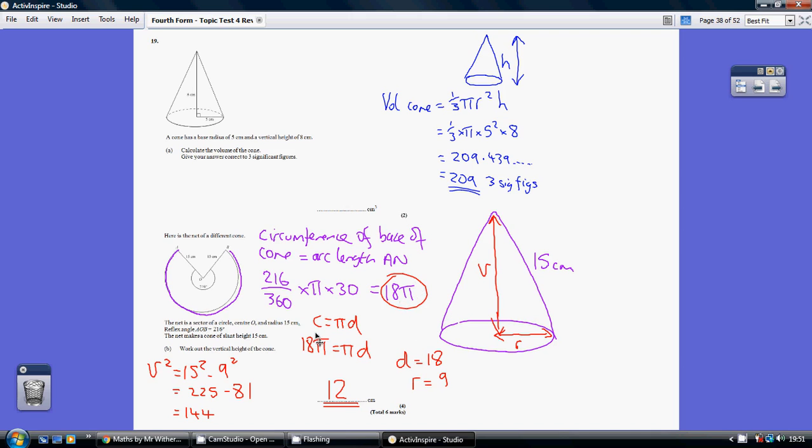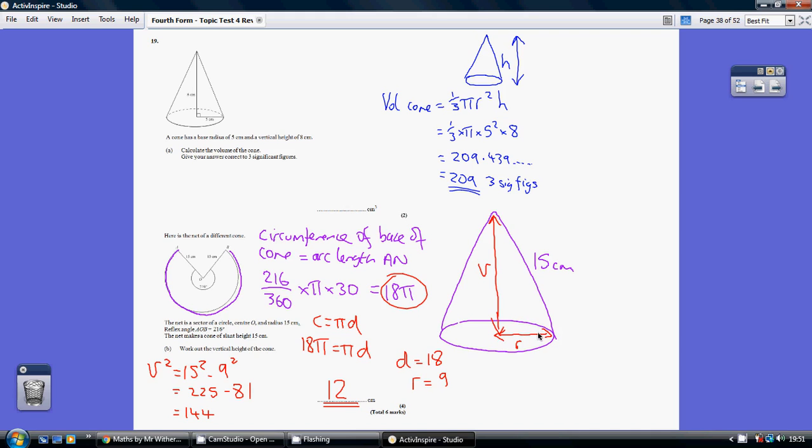Now circumference equals pi times diameter, because I'm now moving on to try and work out this radius. I know its circumference is 18 pi. Circumference is pi times diameter. Circumference 18 pi equals pi times diameter. So cancelling the pi's, my diameter is 18, so my radius is half of that, which is 9. So I know that is 9.